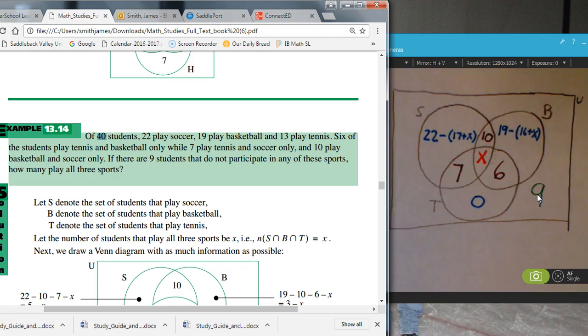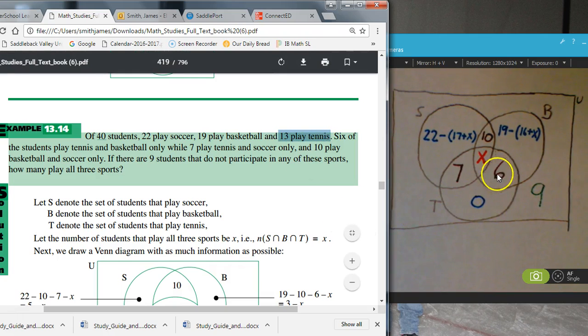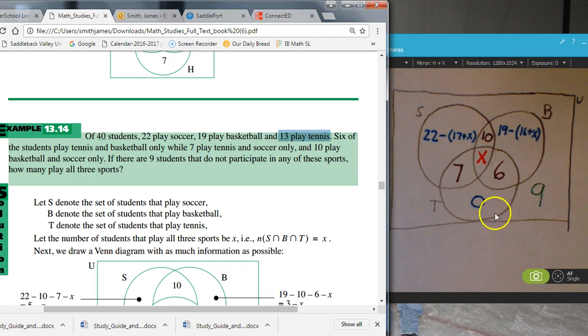However, in this particular problem, we can actually cut right to the answer. If you read this statement right here, 13 people play tennis. So look at the tennis area for a minute. It says 13 people play tennis, which means if you look at these numbers, we've already accounted for those 13 people, which means this is 0. There are none left over to put into that space. So the answer to the question is there are no students who play all three. We can skip to the end just by a little logic.